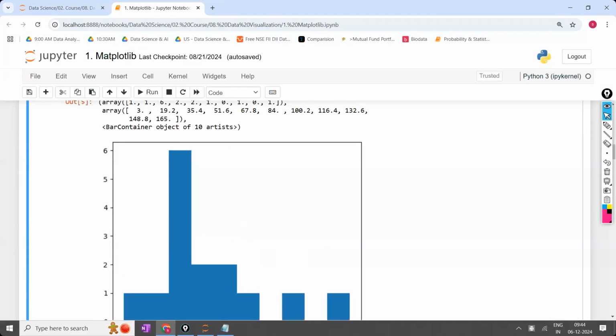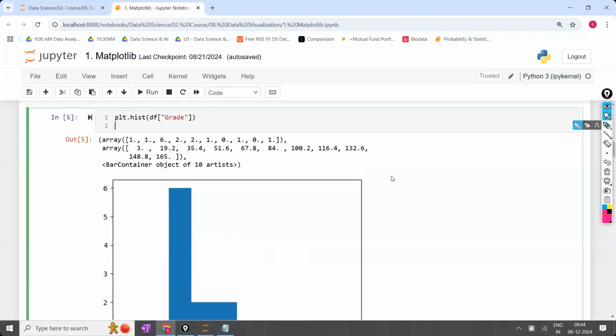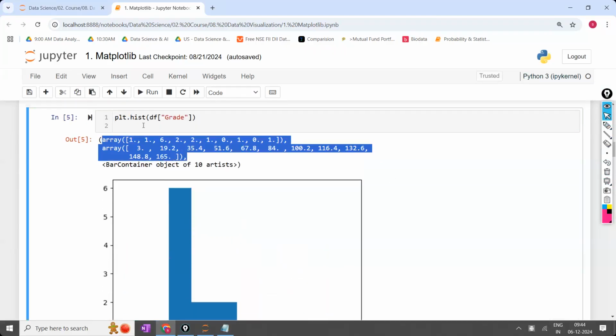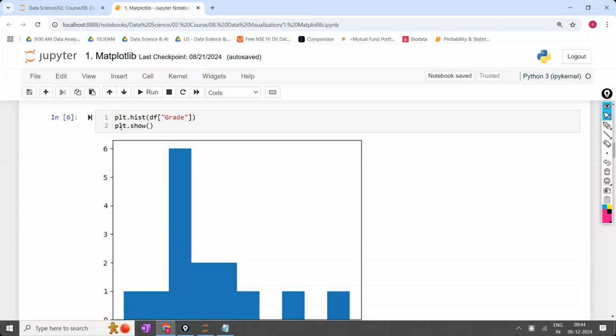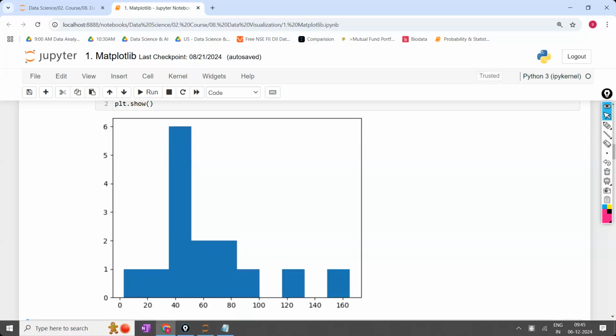Now, sir, here I don't want to see this entire part. I don't want to see this. Then what you have to do? plt.show. Then that part will not be visible. Directly it will show only the plot. Show me the plot, I don't want the remaining things. Just show the plot. plt.show means just show the plot. Right? Now, it is going to take like this.